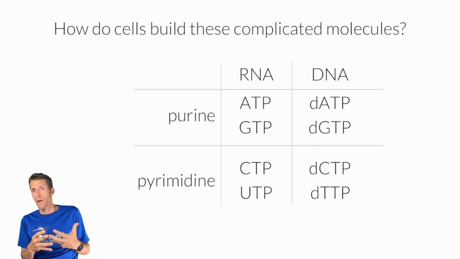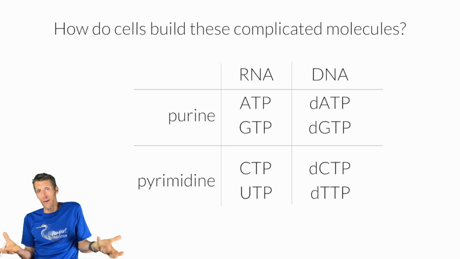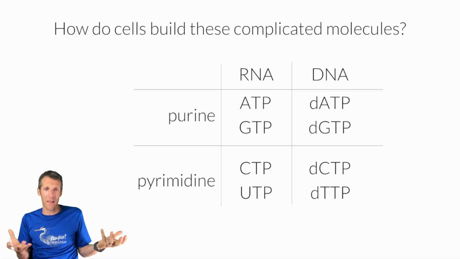We also have to worry about whether we're in RNA or DNA, and that depends on the hydroxyl state of the carbons of the ribose sugar. And so what we're going to be asking today is how do cells build this complicated set of molecules: RNA, DNA, purines, and pyrimidines.